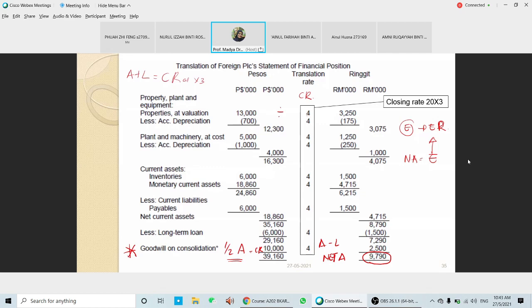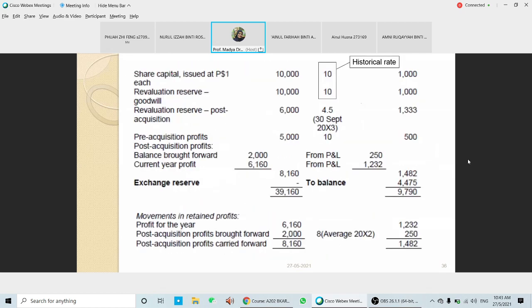Okay, so we proceed with the equity. In the equity, you have share capital. Share capital was issued at 1 ringgit each, so the share capital that you have here is 10. Then use the rate at the acquisition date. The acquisition date here is the 1st of January X2, which is 10 peso to 1 ringgit. So this one divide by 10, and you're going to have 1.